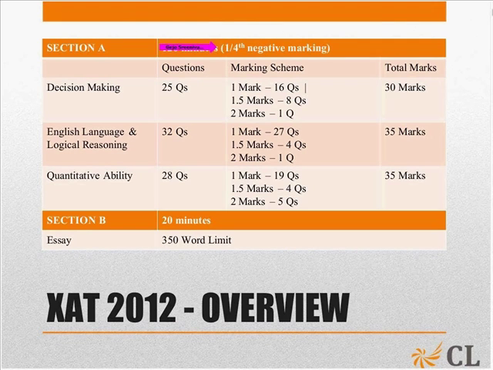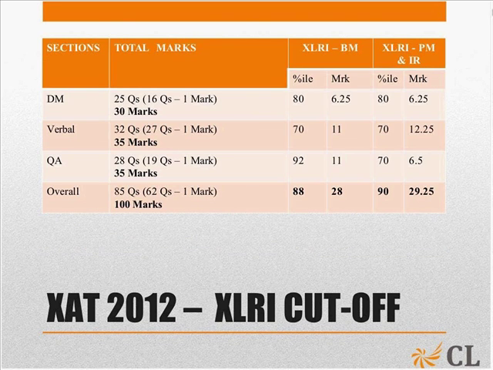And there was an essay, and 20 minutes were given, and 350 was the word limit for it. So what I need to understand is how much should I score. If I look at the cutoff in XAT 12, I have taken the BM. BM is a business management program, the core MBA program. XLRI also has a PM and IR, which is the HR program. One thing that you straight away notice is that you do have section-wise cutoffs, and then there's an overall cutoff, and that cutoff is largely a percentile cutoff.